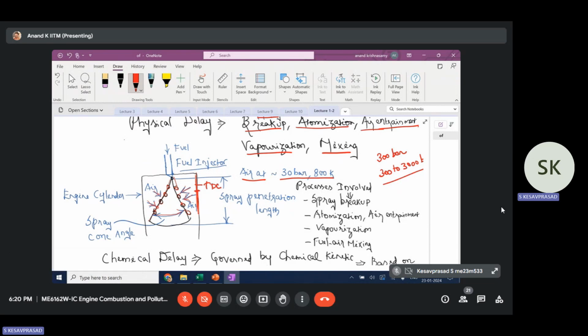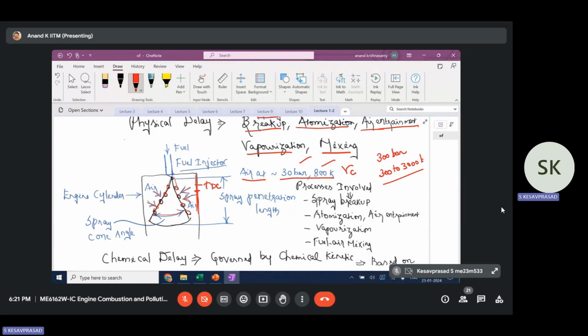Because of that, you already have air compressed to a high pressure and high temperature. Typical values are shown here, 30 bar and 800 Kelvin. And this number is going to be dependent on what? The pressure and temperature of air at the time of fuel injection is dependent on what? Compression ratio, sir. Compression ratio, exactly. So it depends on the compression ratio of the engine.